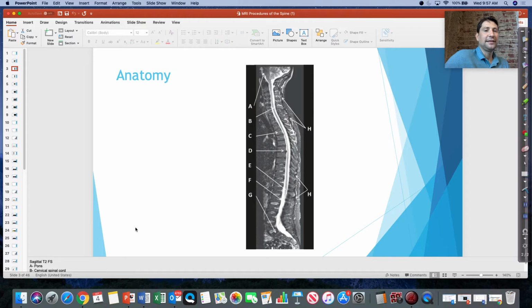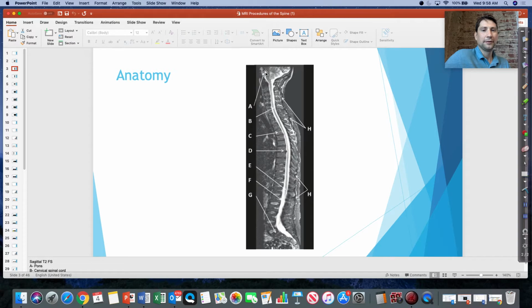Here we have a T2, because the CSF is bright, fat sat, because our epidural fat is darkened. It has been suppressed through chemical saturation. You can see the fat within the vertebral bodies has been suppressed, and the subcutaneous fat has been suppressed. This is a whole spine image, which is good for setting up your T-spine field of view.